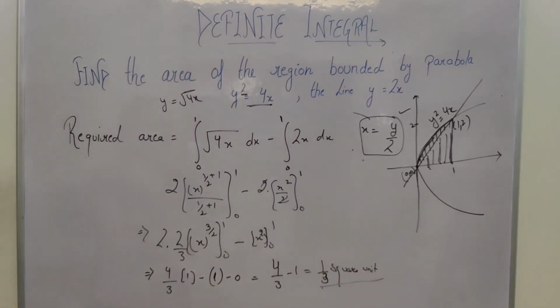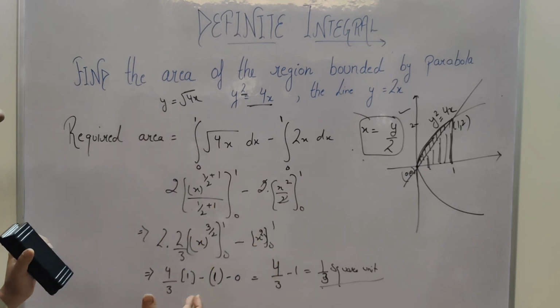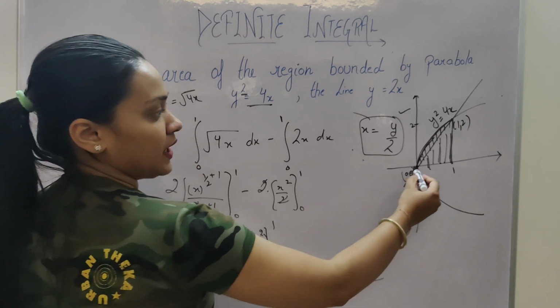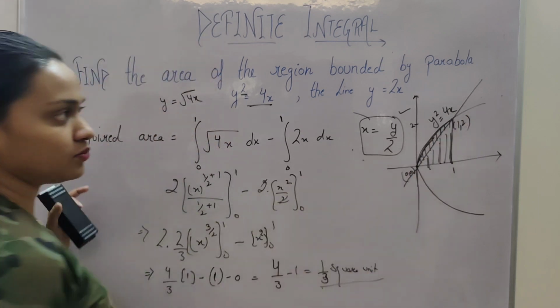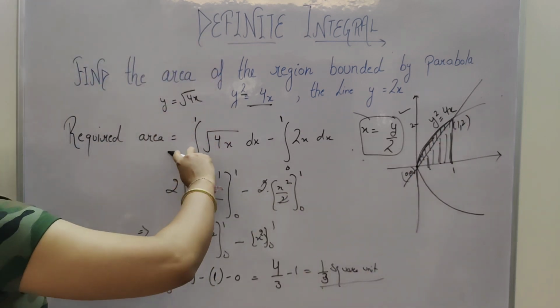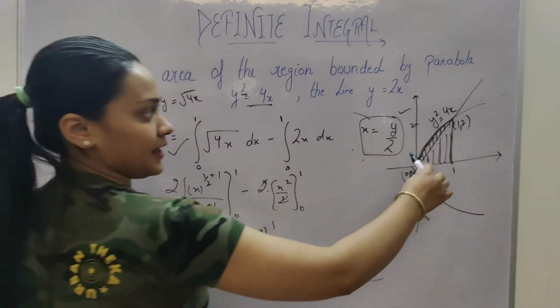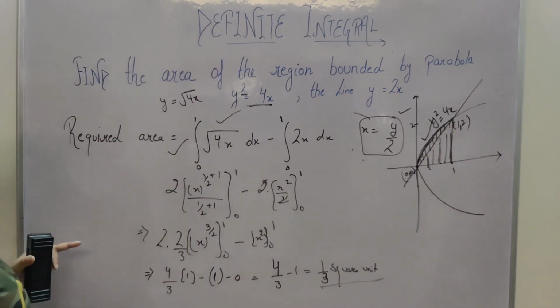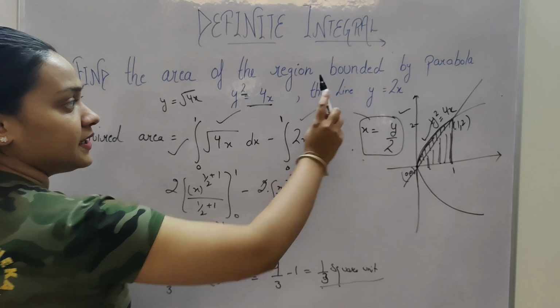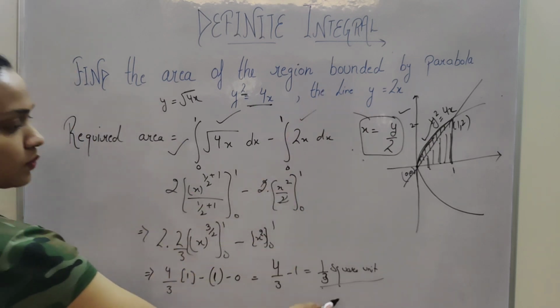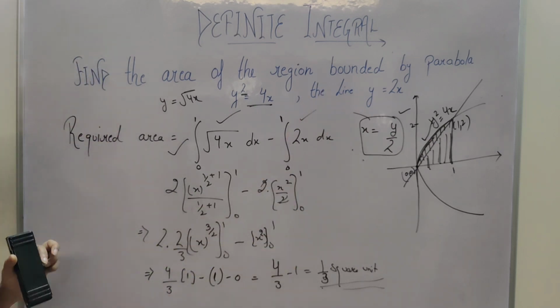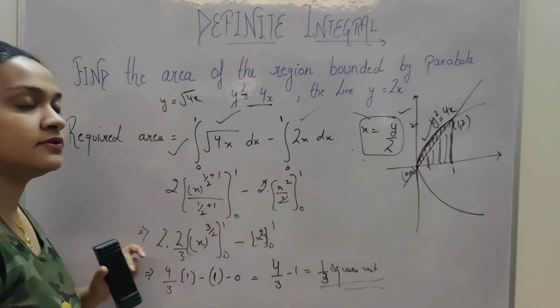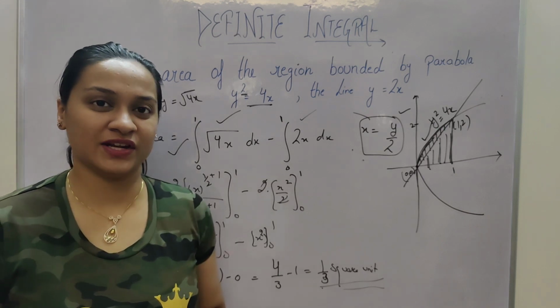Very easy question. This is how this is going to be solved. First of all, you have to calculate the intersecting points of parabola and line. Then the required area is found by calculating parabola area minus the area of the line. Here comes the required area, which is 1 upon 3 square unit. Now we are going to solve the second question.